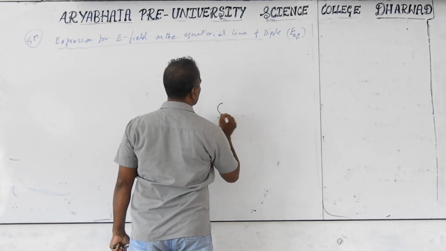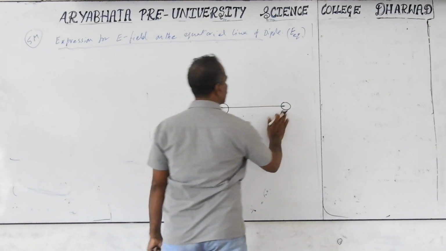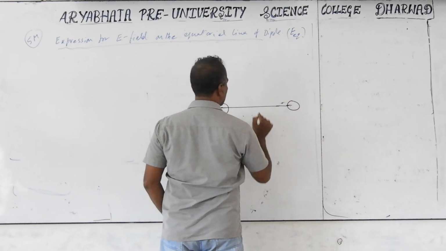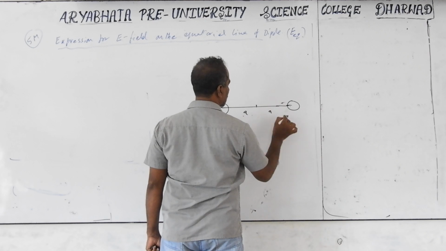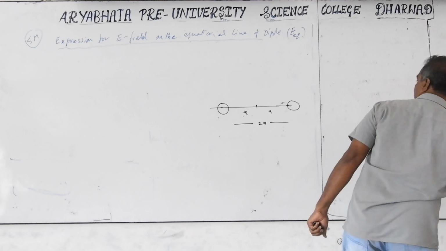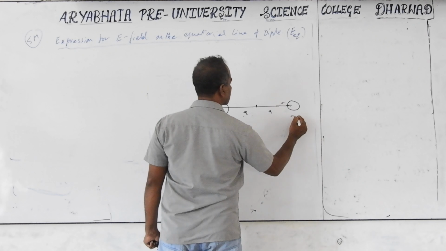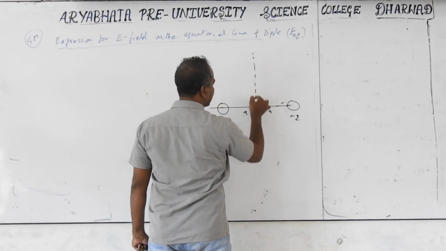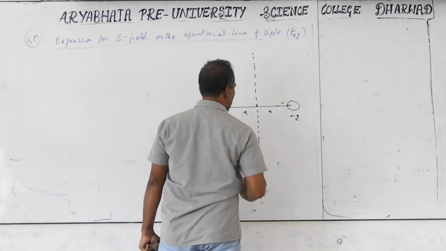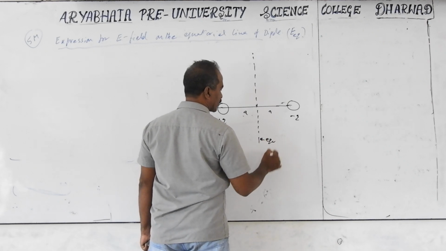Two charges, plus Q and minus Q, equal and opposite charges. This is A and A, total separation that is 2A. This is plus Q, this is minus Q. This is the equatorial plane or perpendicular bisector. Dividing equally and perpendicularly is called a perpendicular bisector, or equatorial plane, or equatorial line, or equatorial axis.